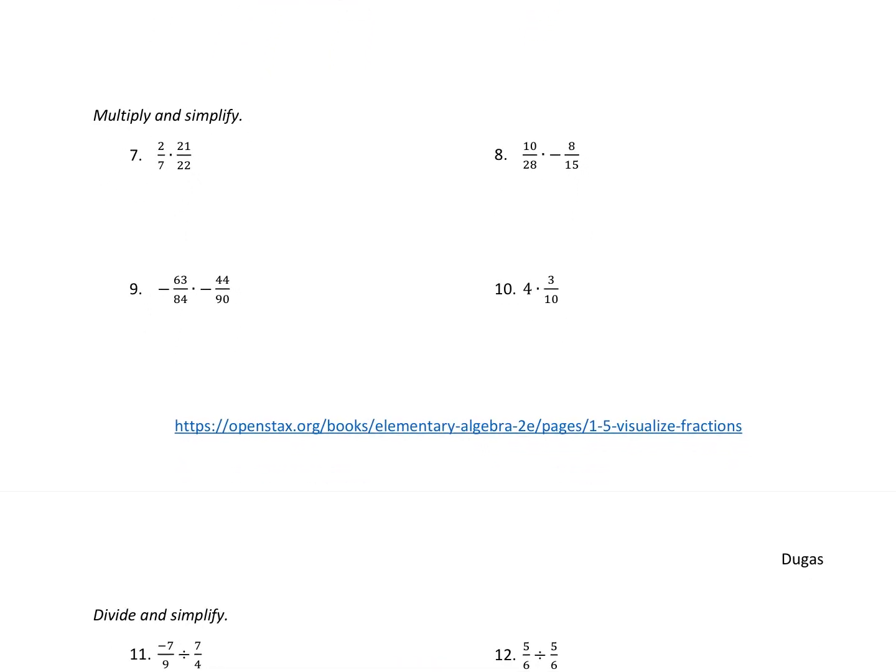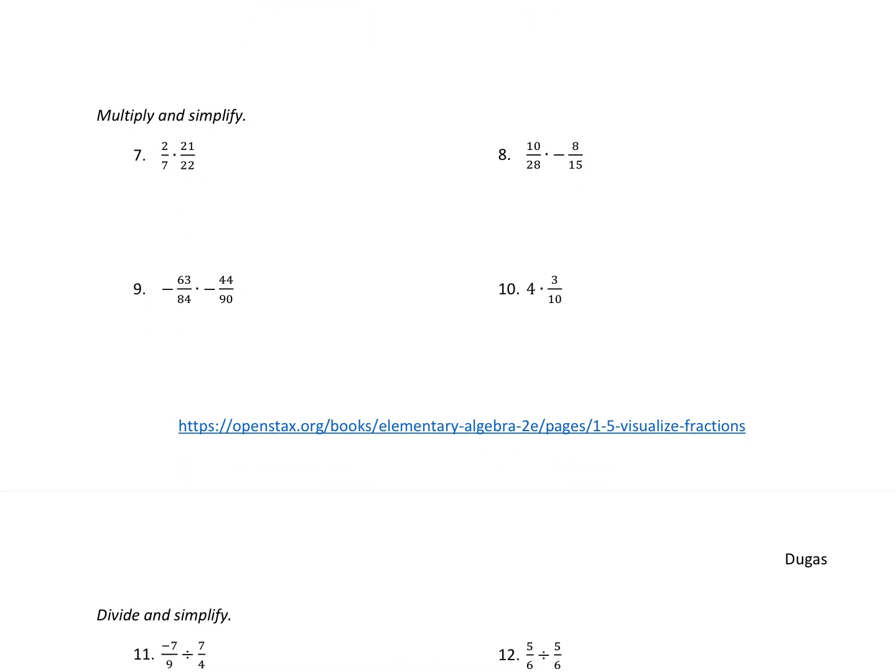Okay, the next part of this is going to be the multiplication section. So when you multiply fractions, you have two options. One option is to multiply straight across and then reduce the fraction. So option 1 is to just multiply straight across.